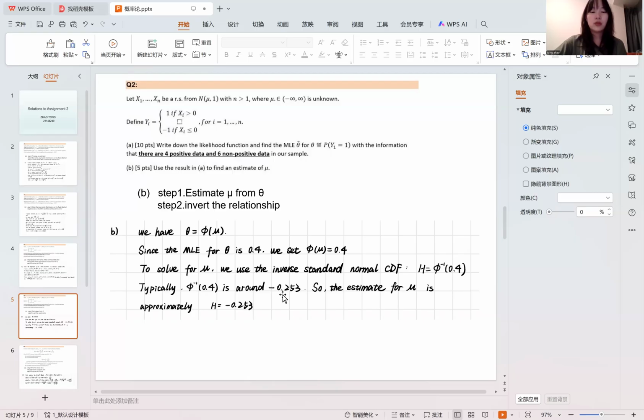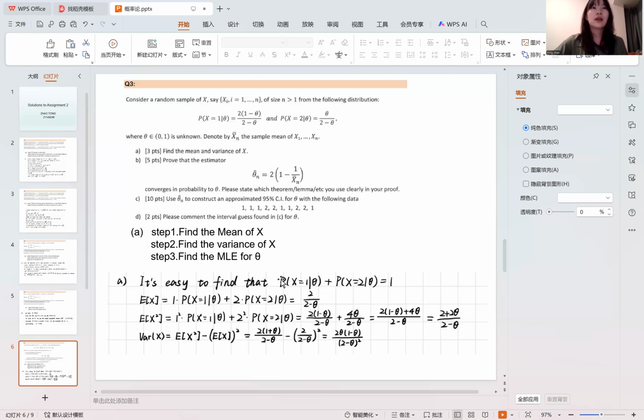And then we invert the relationship. Now that we have the MLE theta equal to 0.4, we can estimate mu by inverting this relationship. Using the standard normal distribution table, we can find the result is like this.